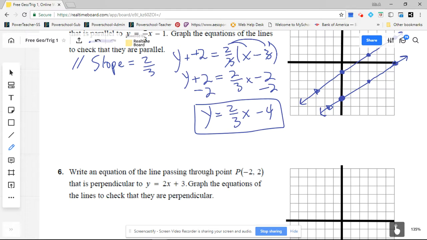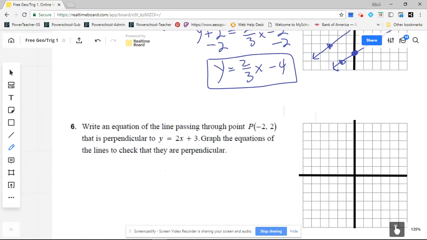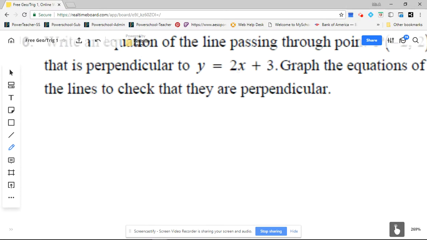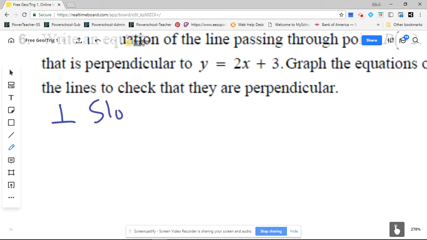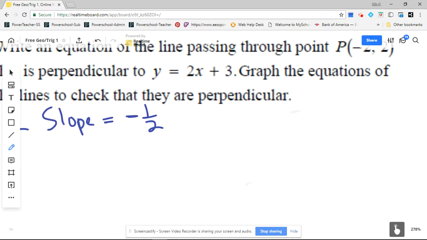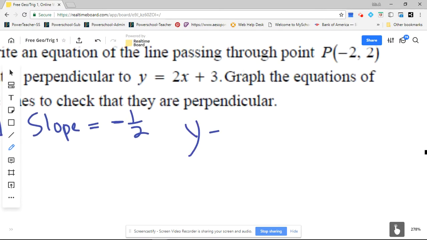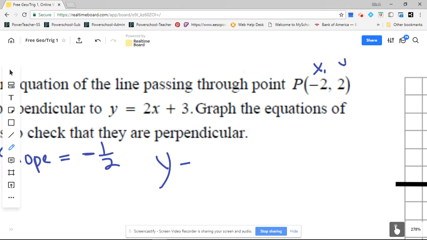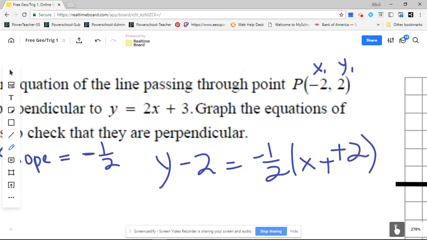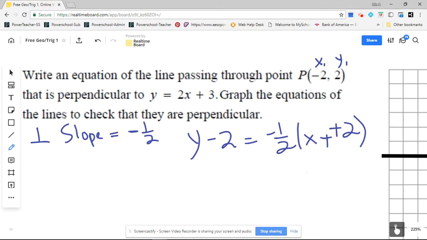The sixth one is we're going to need a perpendicular slope. So perpendicular slope is going to be the opposite sign, negative, and the reciprocal, so negative 1/2. So I'm going to plug it into my equation. Y minus, we have our x1 up here and our y1. So y minus 2, negative 1/2, and then x minus negative 2. Make those plus.